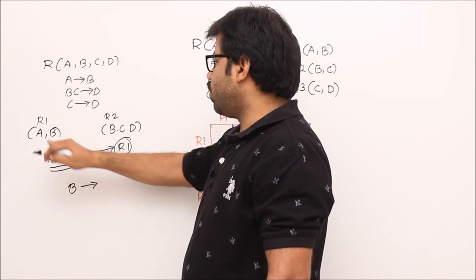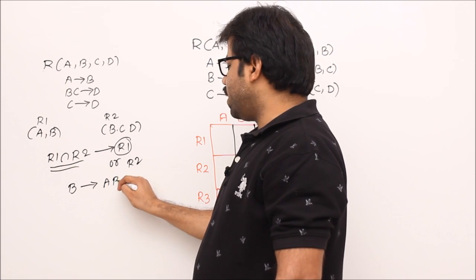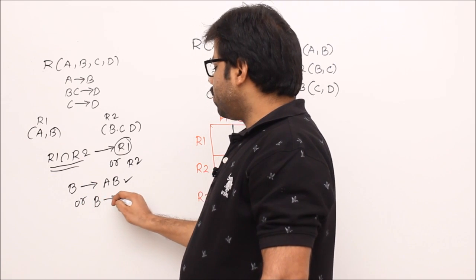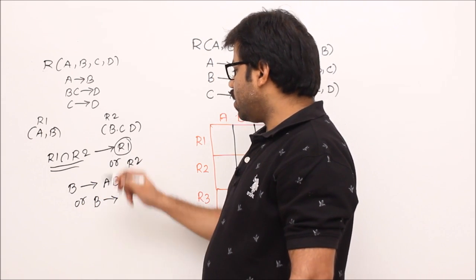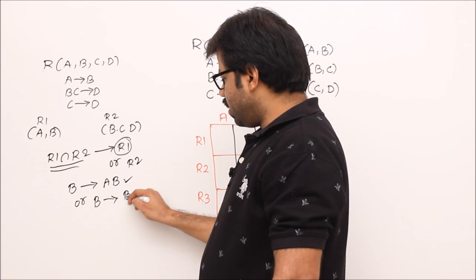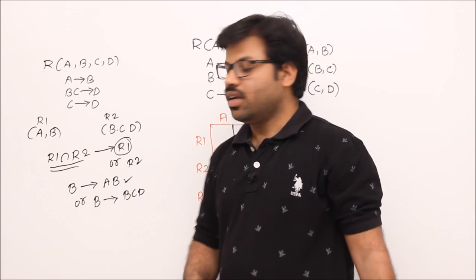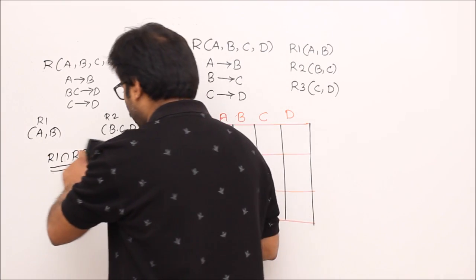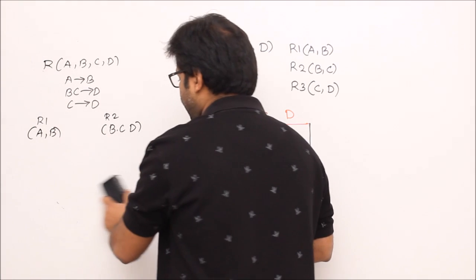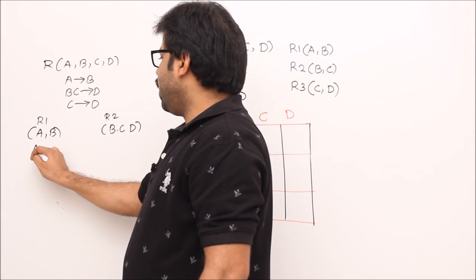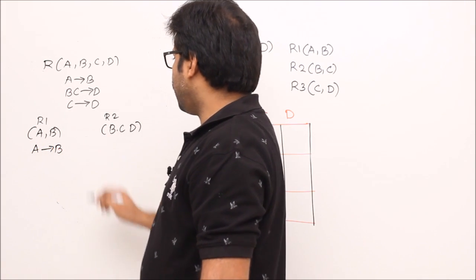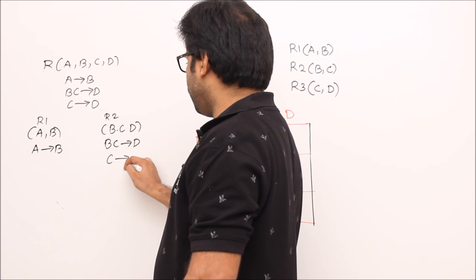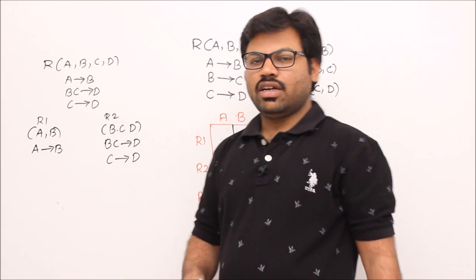What are the attributes of R1? A comma B. That means B should determine AB. Otherwise, B should determine all the attributes of R2, that means BCD. One of them should happen, either in R1 or R2. We will see that. That's why let me project the rules first of all. So here let me project this rule A to B, then here BC to D and C to D. So once the rules are projected, now we'll see that rule.